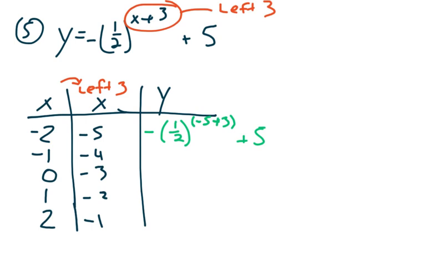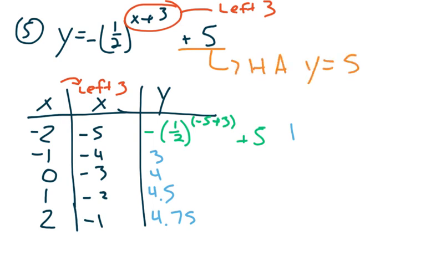Alright, pause the video, see if you can get these values. Make sure you know how to stick them into your calculator, because that's basically what this lesson is almost about. So when we plug in negative 5, you should get out 1. Plugging in negative 4 should give you 3, 4, 4.5, and 4.75. Alright, and then your horizontal asymptote here is at y equals 5. So this is your highlighter line.